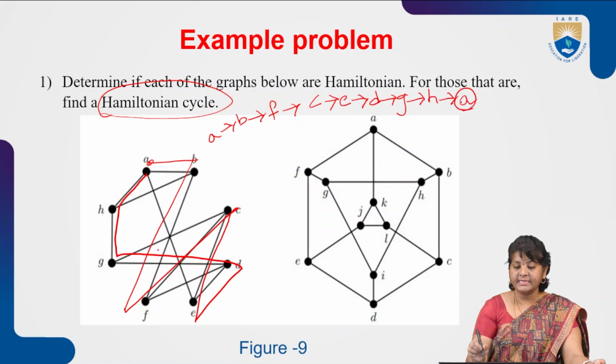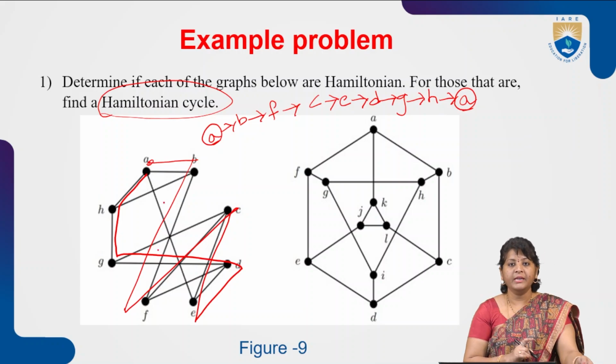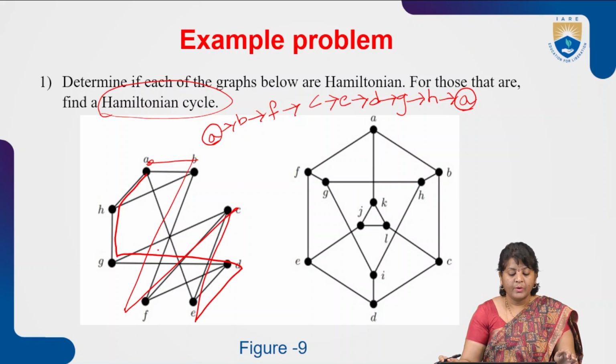The starting vertex is A and the ending vertex is also A. And all the remaining vertices are visited only once. So the first figure is a Hamiltonian cycle.